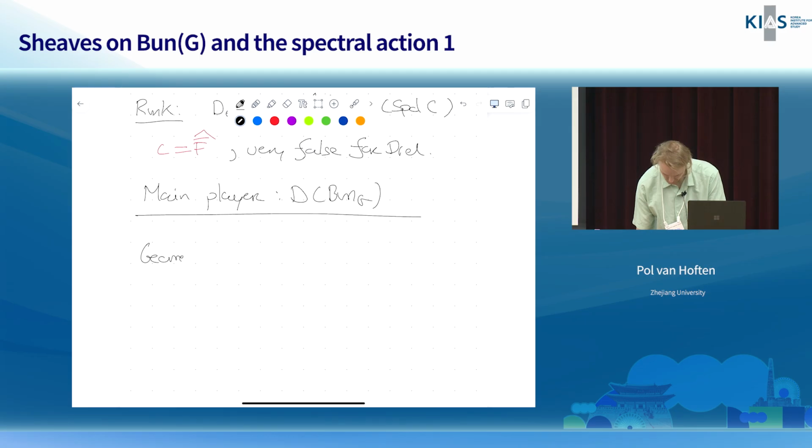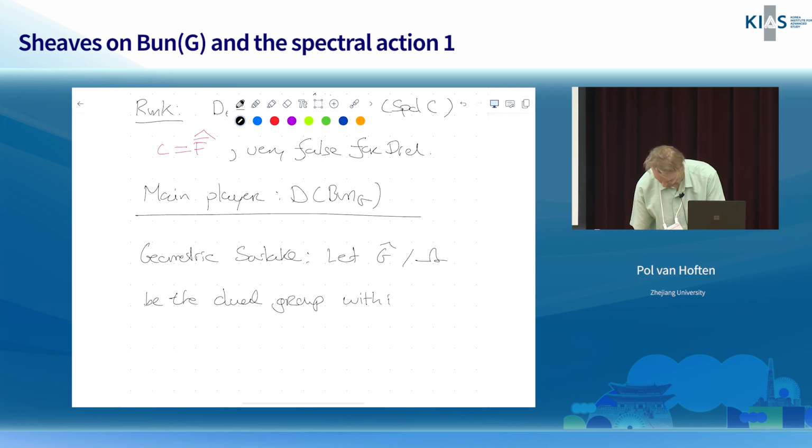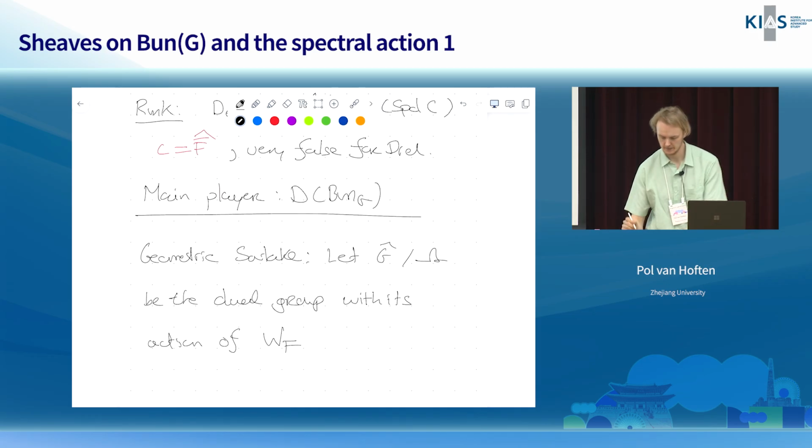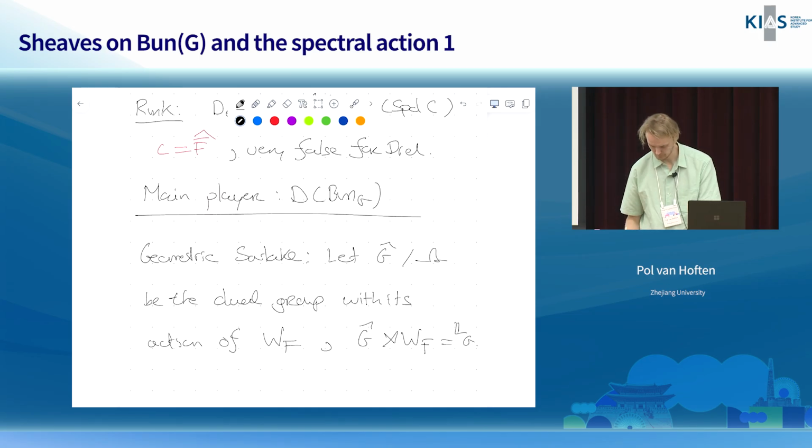Okay, so now I can tell you what geometric Satake is doing. Geometric Satake gives me a good source of sheaves. So let G hat over Lambda be the dual group, with this action of, right, so the dual group has an action of the Weil group of F, and then I have the semi-direct product. You might call this the L group of G.